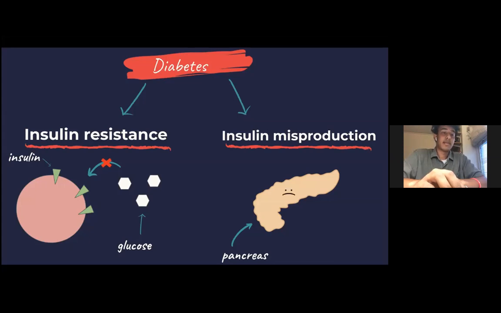This basically happens as a result of some damage to the pancreas, and then it's unable to produce enough insulin to meet the demands of glucose absorption for your body.